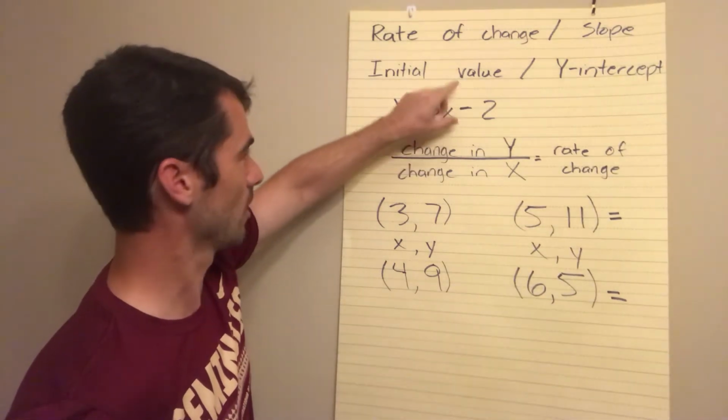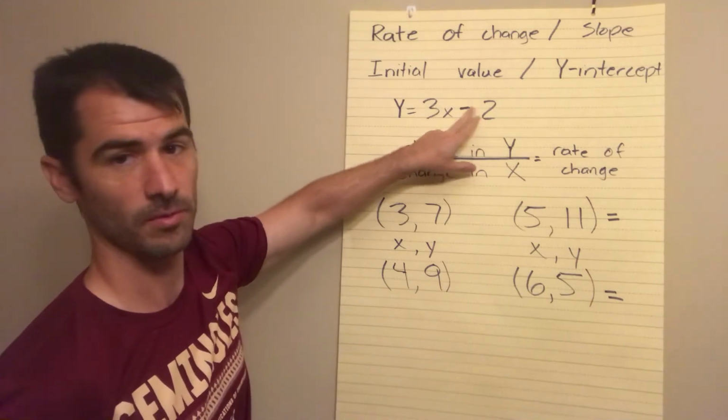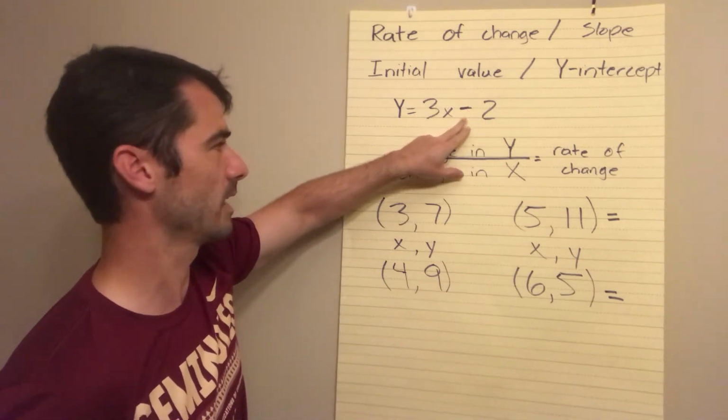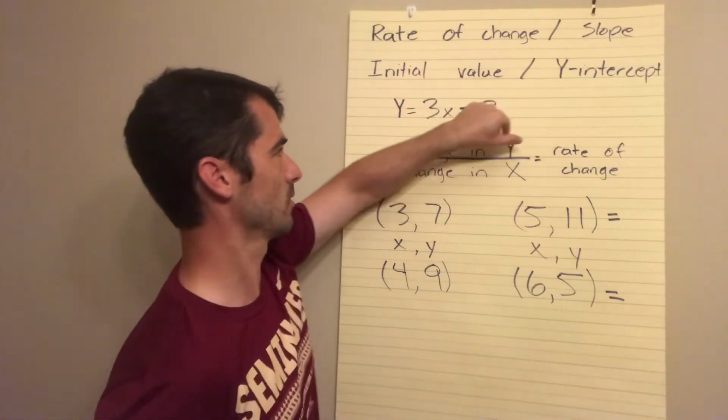In this case, our initial value, or our y-intercept, is negative 2. Since there's a minus in front of it, we're going to include that. So initial value is negative 2, which is the same as the y-intercept.